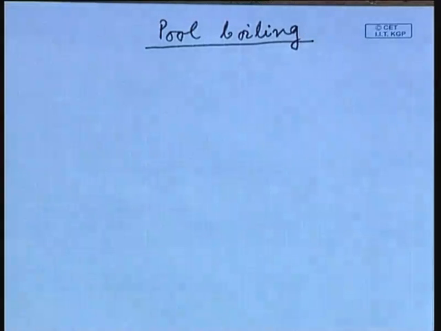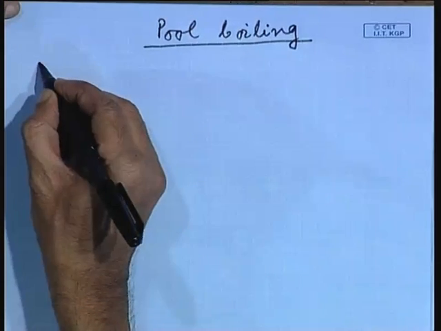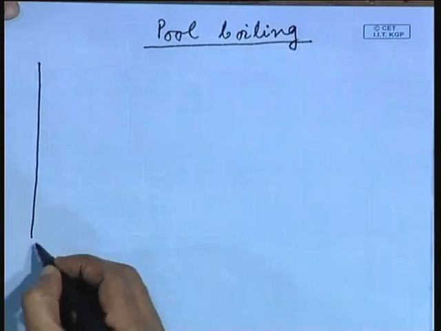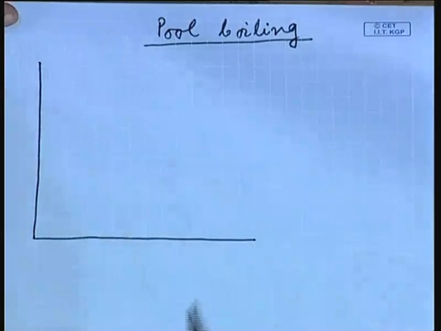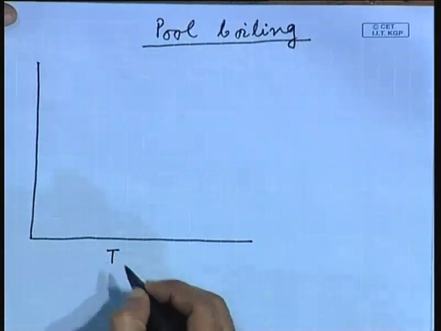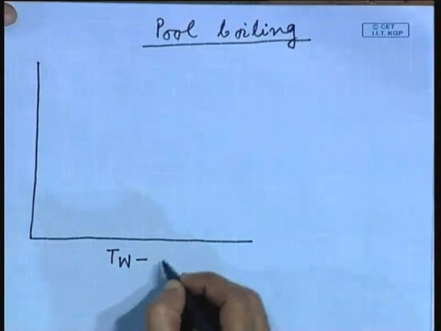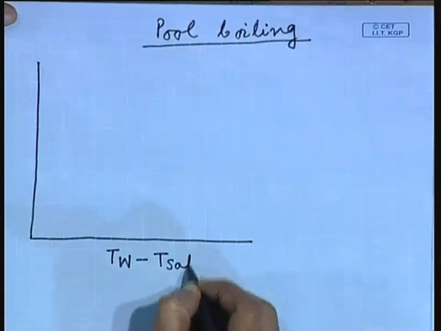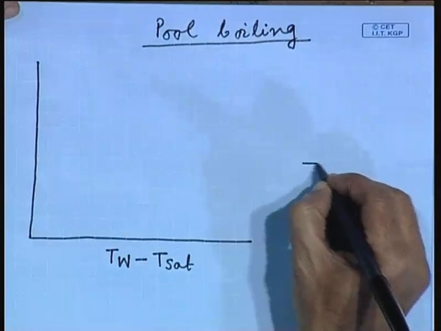Now, we would like to discuss pool boiling. Pool boiling is conventionally discussed in connection with a boiling curve. A boiling curve looks like this. We have two ordinates. One is Tw minus T saturated. The situation is like this.